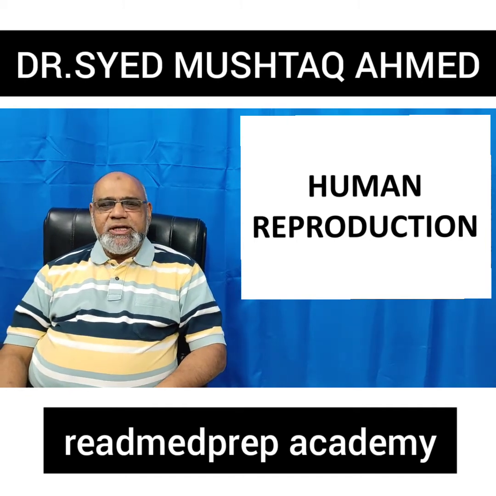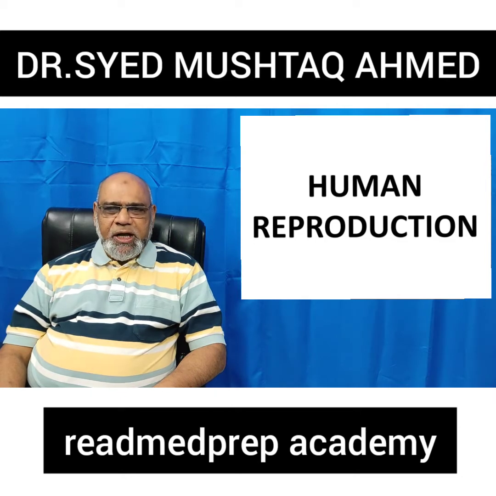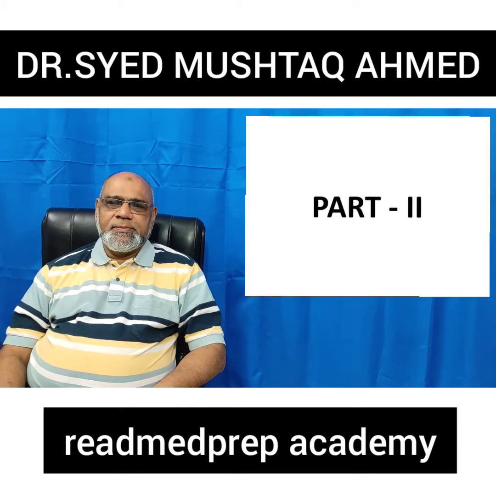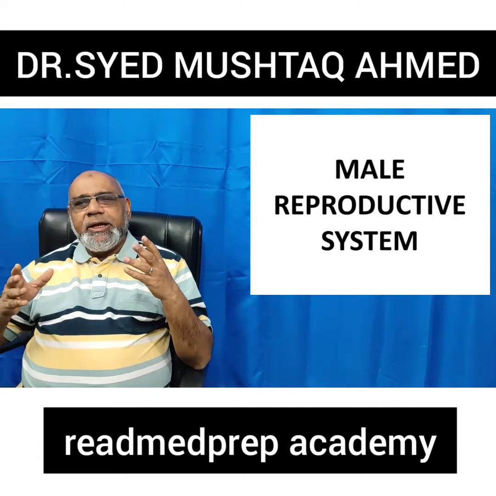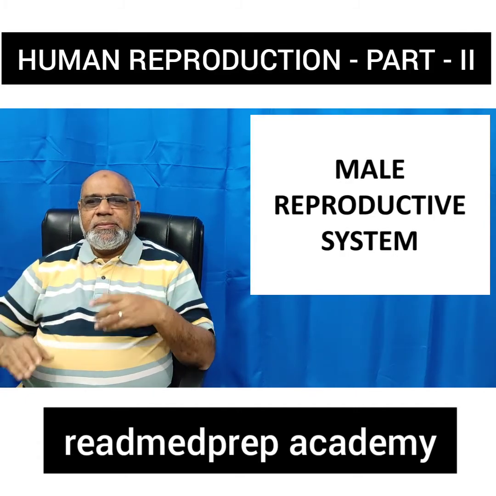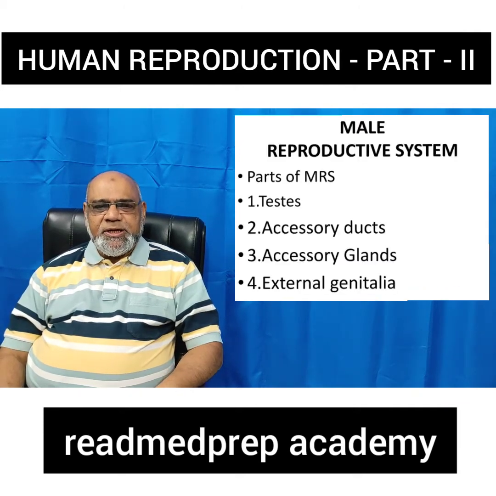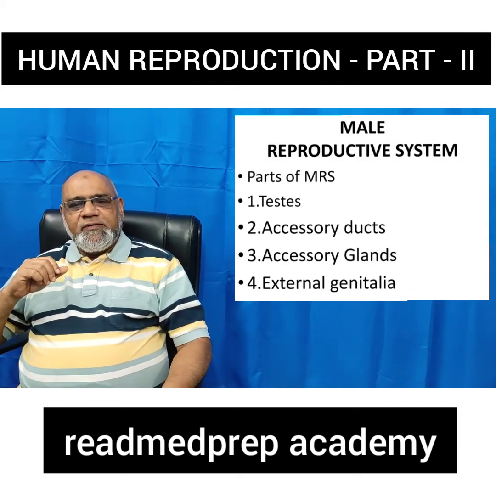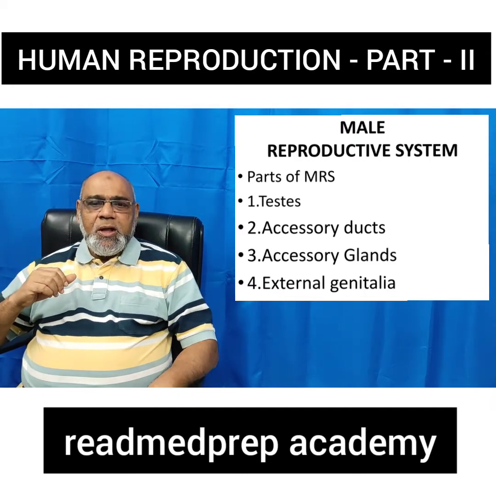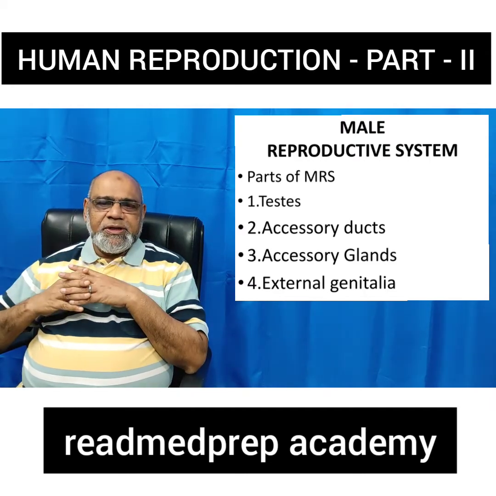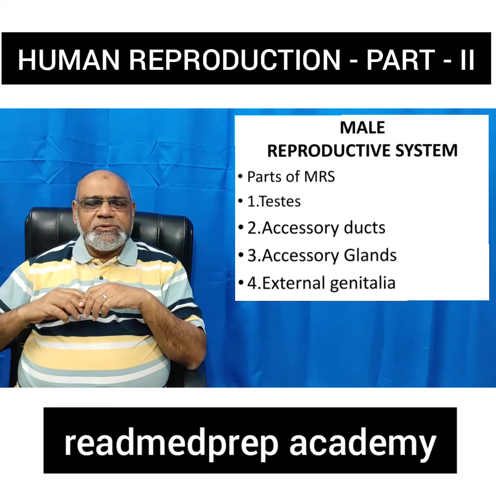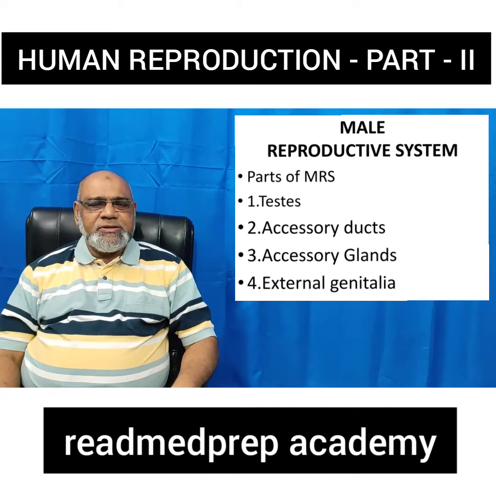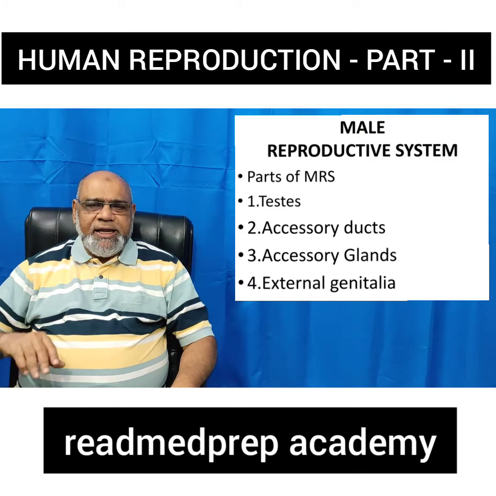Today we are going to discuss human reproduction part 2. In this part 2 we are going to talk about the male reproductive system. What are the parts of the male reproductive system? One is the testis, the primary reproductive organ. Second is the accessory ducts. Third is the accessory glands. And the fourth is the external genitalia.